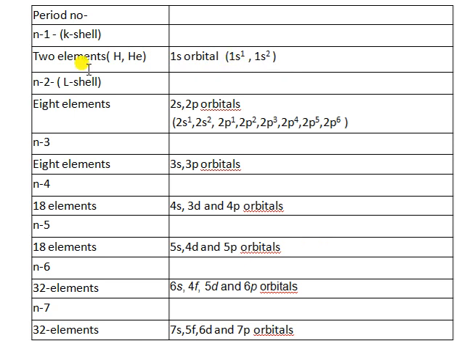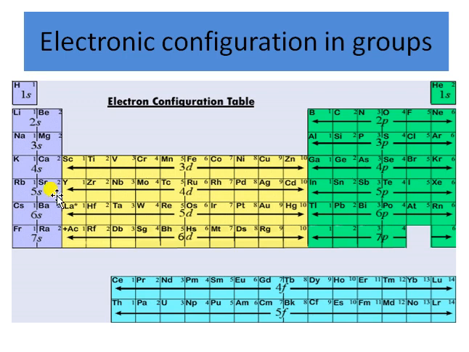Now let's go to period number 2, that is the L shell, which contains 8 elements. These are lithium, beryllium, boron, carbon, nitrogen, oxygen, fluorine and neon.